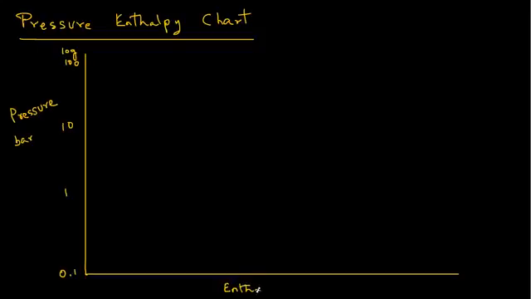We will label the x-axis as enthalpy. The units are kilojoules per kilogram of refrigerant. Now this is a regular scale, so we have 0, 100, 200, 300, and so on.